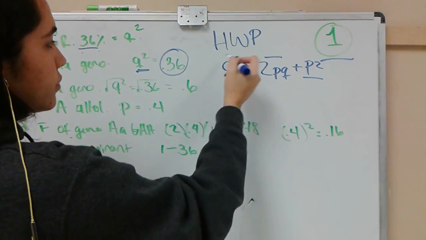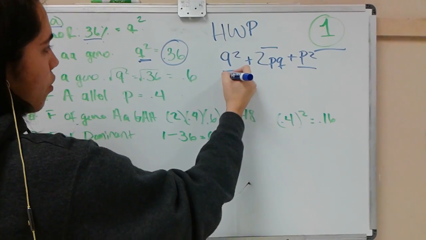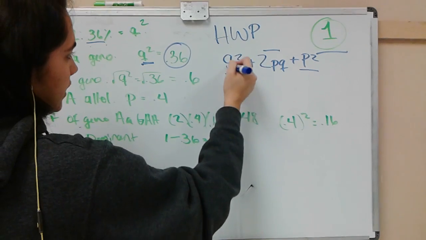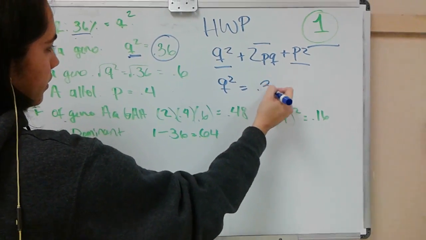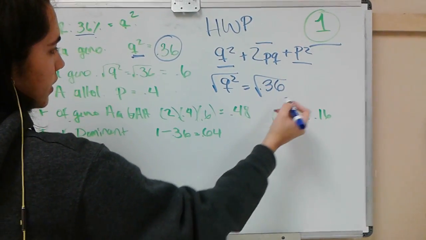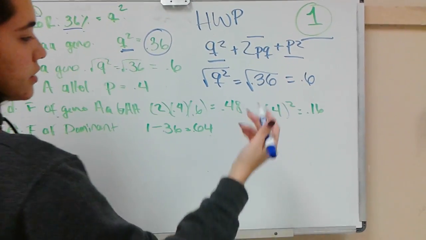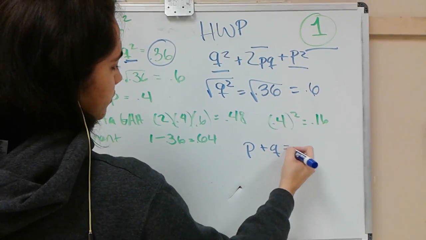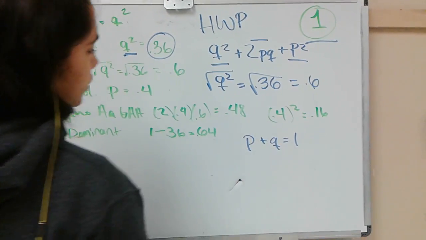Now, we're going to use this equation to figure out the frequency of the a allele, because this is a homozygous recessive trait. What we're going to do is take q², put in 0.36, and get rid of the square by taking the square root, which is going to equal 0.6. Now, it's important to also realize that there is another equation we're going to be using, which is p plus q is equal to 1. And we can use this to find the frequency of dominant alleles in the population.